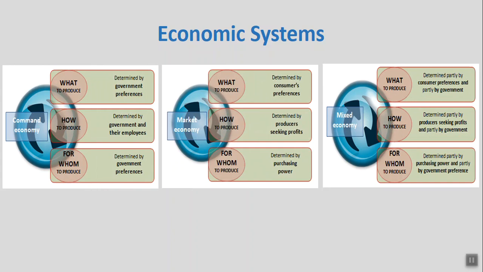First, we talk about command economy. We also call it planned economy. In the command economy or planned economy, government controls all the resources or factors of production. The goal is to provide free and easy access to things like education and healthcare to everyone in the society. In simple words, government decides what to produce, how to produce, and for whom to produce.